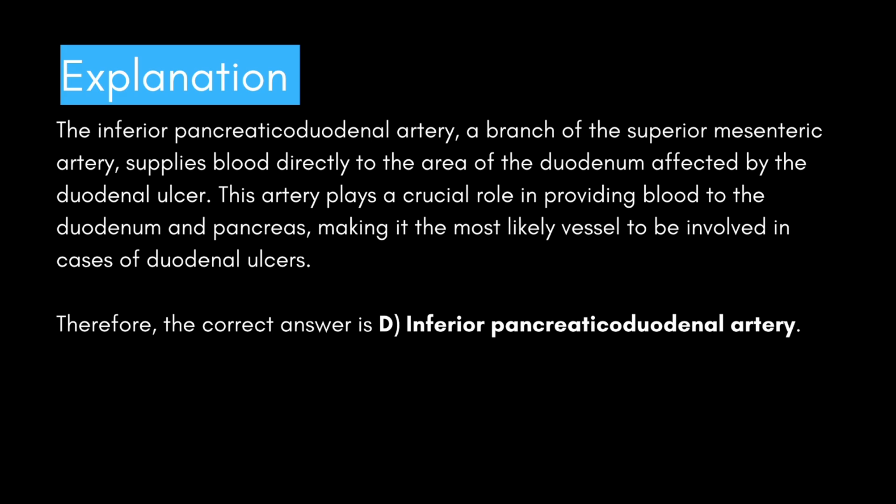The inferior pancreaticoduodenal artery, a branch of the superior mesenteric artery, supplies blood directly to the area of the duodenum affected by the duodenal ulcer. This artery plays a crucial role in providing blood to the duodenum and pancreas, making it the most likely vessel to be involved in cases of duodenal ulcers. Therefore, the correct answer is D, pancreaticoduodenal artery. Let's go ahead and take a look at why the other answer choices are incorrect.